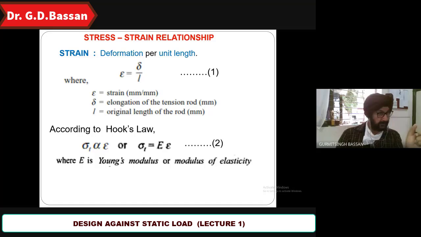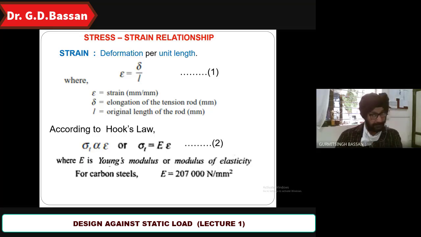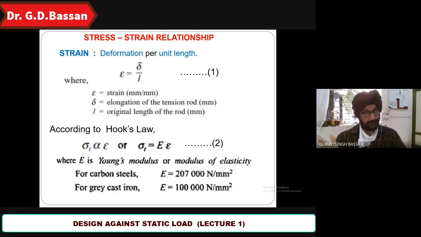Generally, for ductile and brittle material, the mild steel and cast iron, they are the same. For carbon steel, that is mild steel, it is 2.07 into 10 raised to 5, that is 207,000 Newton per mm square. Suppose it is not given, you can assume the capital E as 2.07 into 10 raised to 5 Newton per mm square. And for cast iron, it is 1.0 into 10 raised to 5 Newton per mm square.